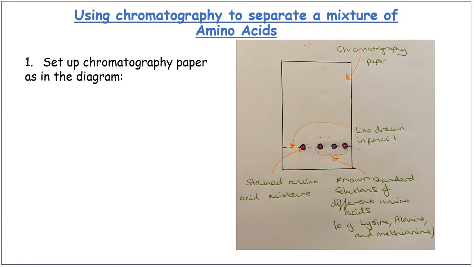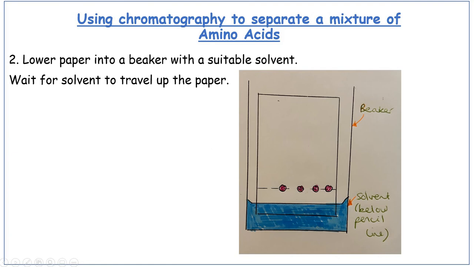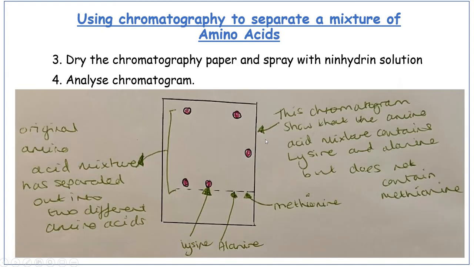So, the first thing you would do is set up the chromatography paper as in the diagram. So you've got your unknown amino acid solution there, spot, which has been dried out, and then you've got your three known standards, and then this is your chromatography paper, and then you've got your line drawn in pencil. Then you would lower the paper into a beaker with a suitable solvent, and you wait for the solvent to travel up the paper. Dry the chromatography paper, spray with a ninhydrin solution, and analyse the chromatogram.